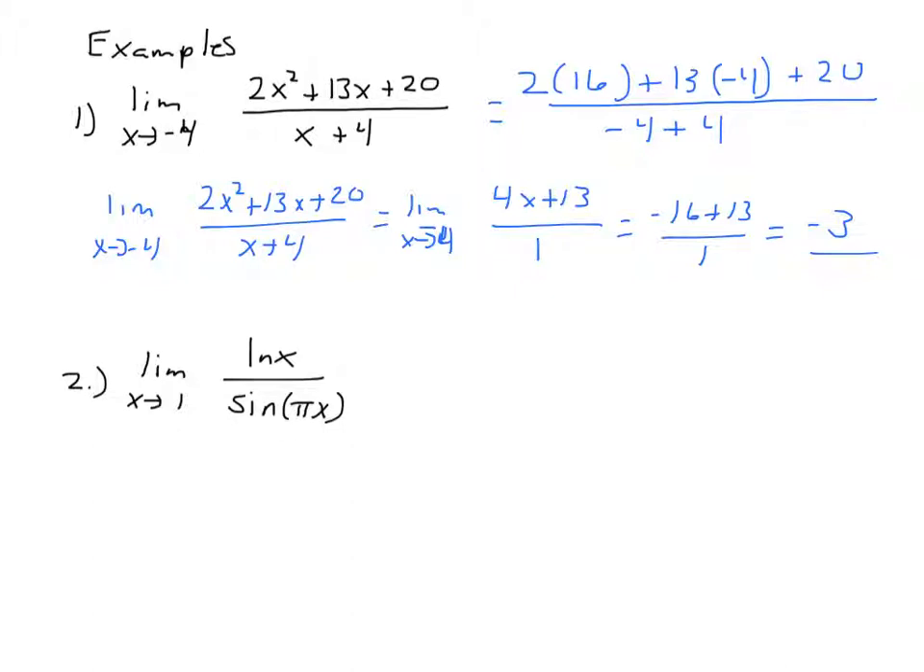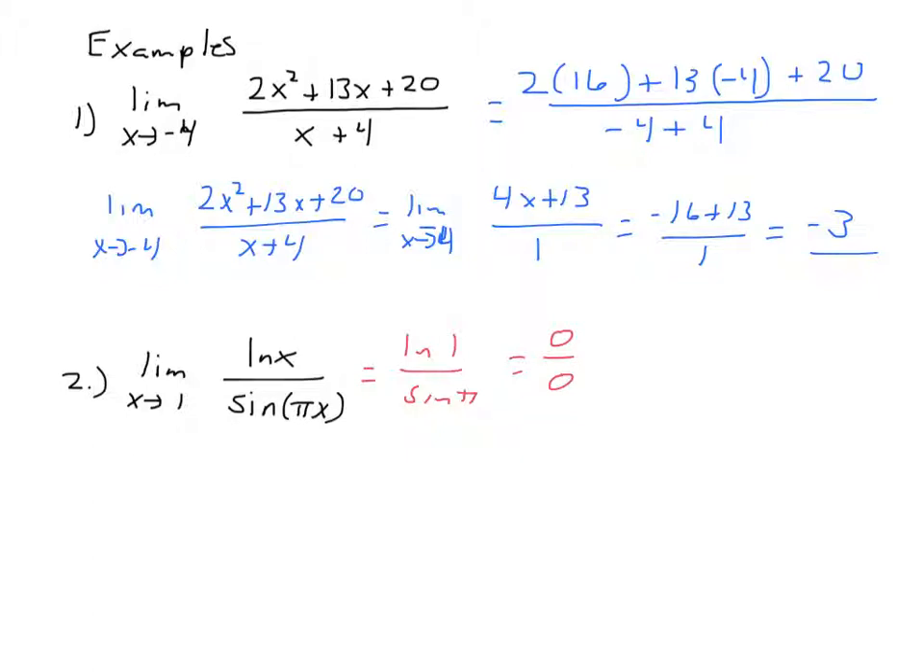Let's take a look at another one where we're going to involve different types of functions. In this case, we're going to take the limit as x approaches 1 of the natural log of x over sine of pi x. Again, when I plug 1 in by direct substitution, that's the natural log of 1 over the sine of pi. The natural log of 1 is 0, sine of pi is 0, so it is 0 over 0. I've now verified that I can do L'Hopital's rule.